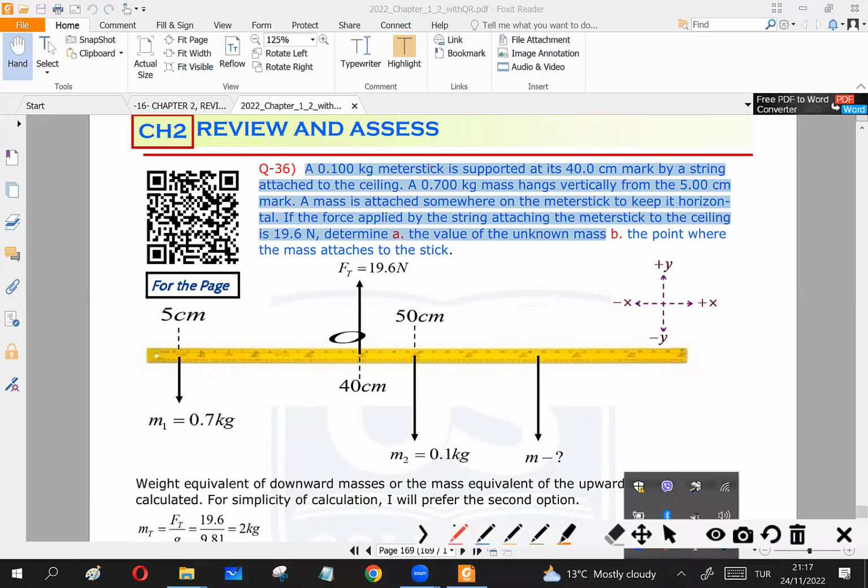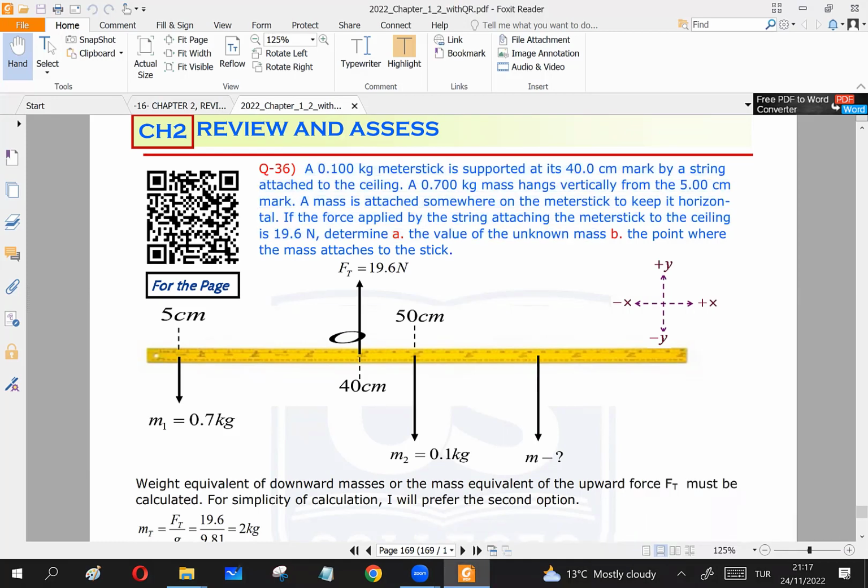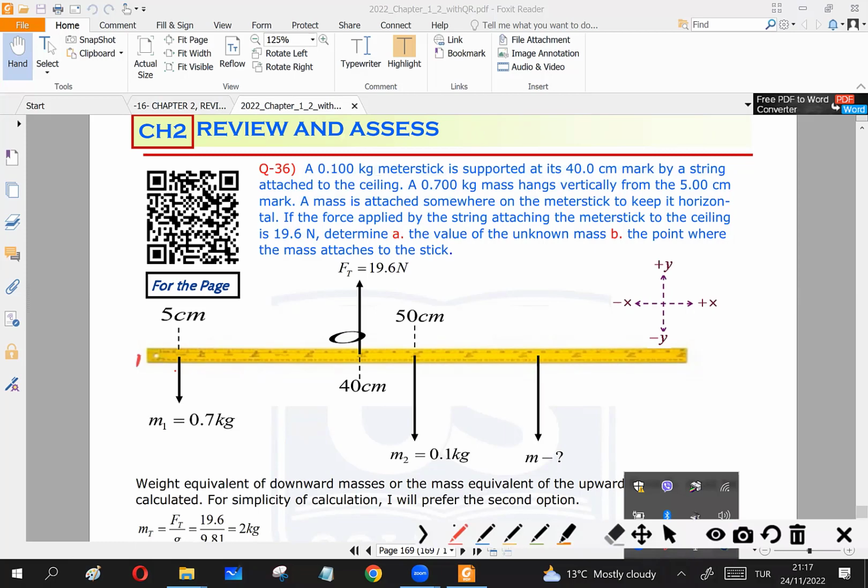0.1 kilogram meter stick. When it says meter stick, a 1 meter long stick, you should understand that. Yani 100 centimeters. I'm going to now say that this is 0, here is 100, and its mass is 0.1 kilogram. That's why it's a uniform rod. You should draw it from the midpoint. The midpoint is going to be, of course, 50 because the total length is 100. From 50, I draw the mass of the meter stick.